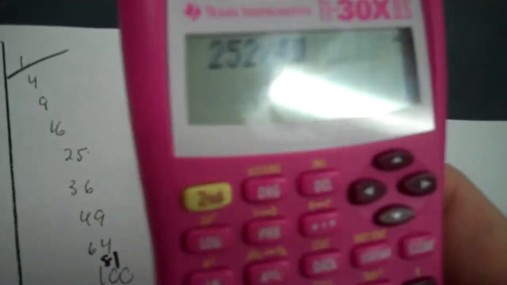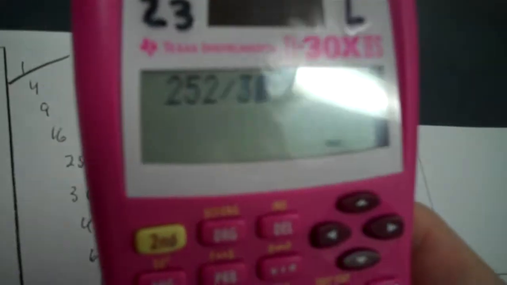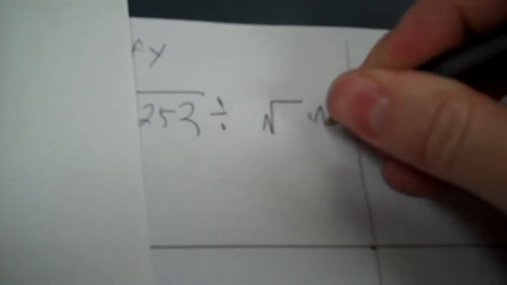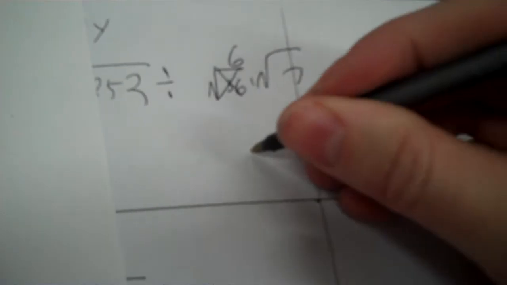Nope. Nope. Nope. Finally, okay. So I put 36 and 7 in those square roots. The square root of 36 is 6, so that's 6 square root 7.